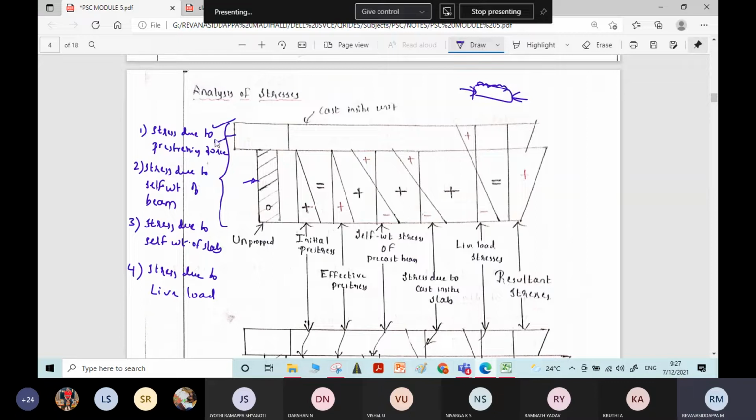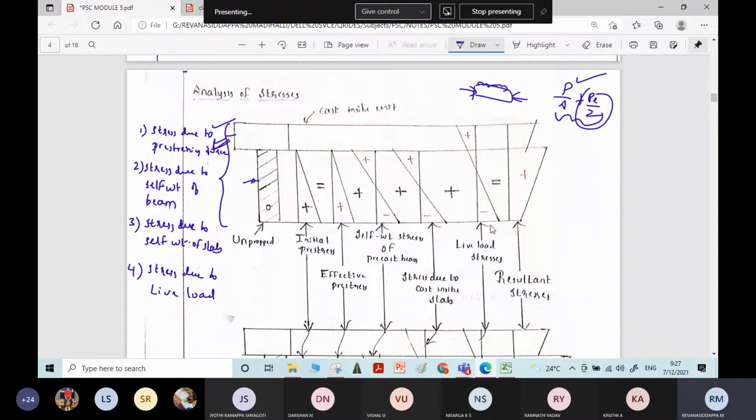The stress due to pre-stressing force. The same principle we have to use here to find the stress due to pre-stressing force, that is the P by A plus P by Z formula. If the pre-stressing force acts at some eccentricity, then this P by Z will come into picture. Otherwise, only P by A. By this you will get stress due to pre-stressing force.